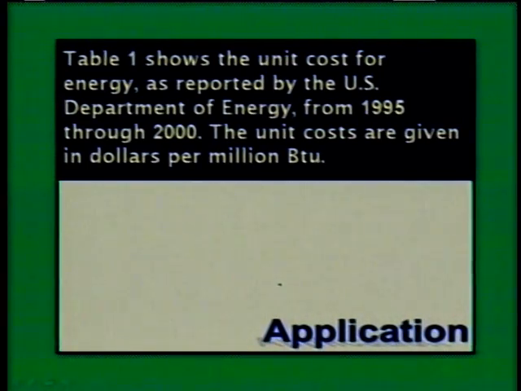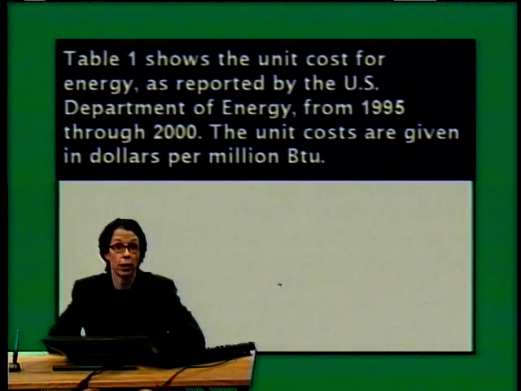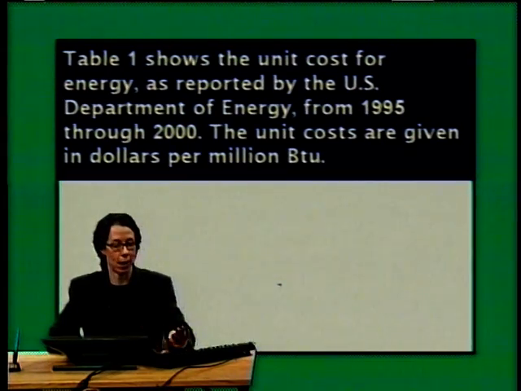Table 1 shows the unit cost for energy as reported by the U.S. Department of Energy from 1995 through 2000. The unit costs are given in dollars per million BTUs. Well, that's an awfully odd unit cost, so let's think about BTUs.